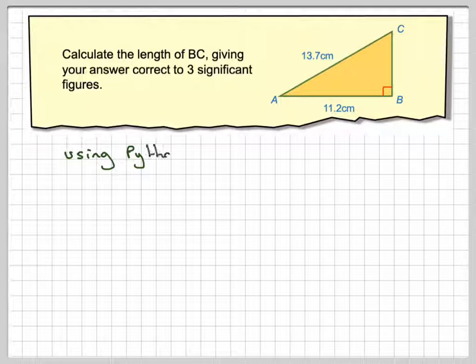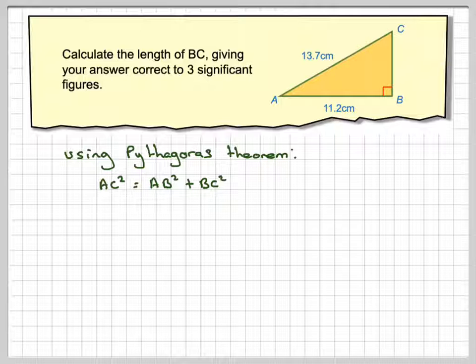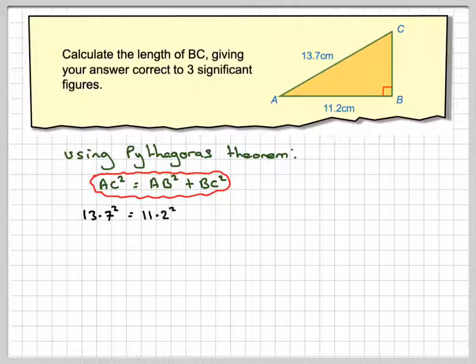So using Pythagoras' theorem, Pythagoras' theorem says the square on the hypotenuse is equal to the sum of the two squares drawn on the other sides. So AC squared is going to be equal to AB squared plus BC squared. So we put the numbers in there. We're going to have 13.7 squared is equal to 11.2 squared plus BC squared.